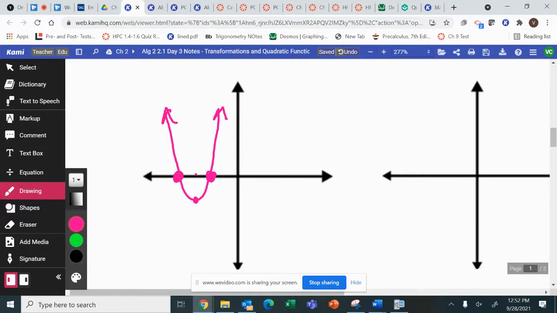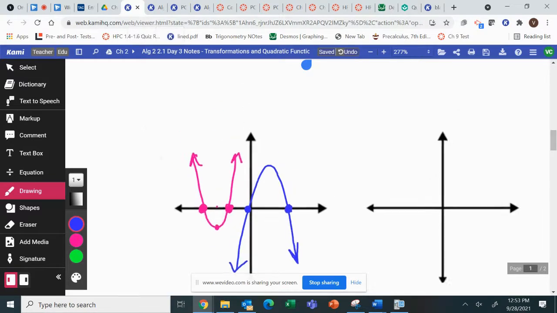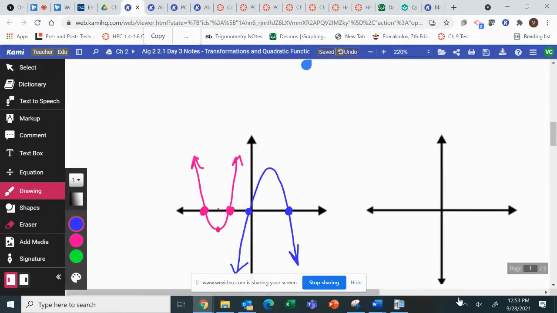They're on the x-axis. What if I turn the graph upside down? Could there possibly still be 2 x-intercepts? Yeah. So one case that we have for x-intercepts would be 2.